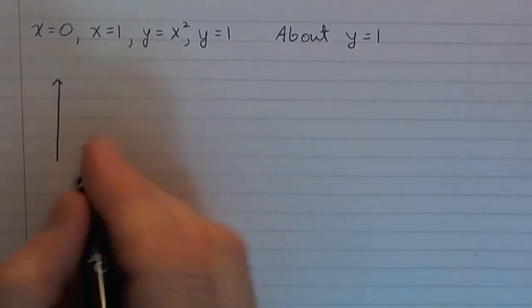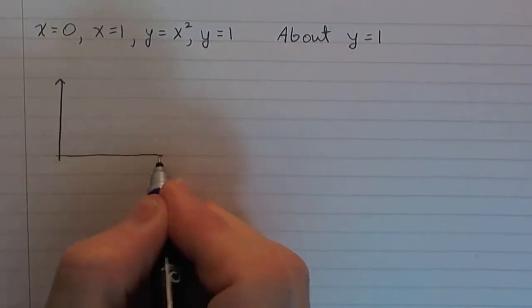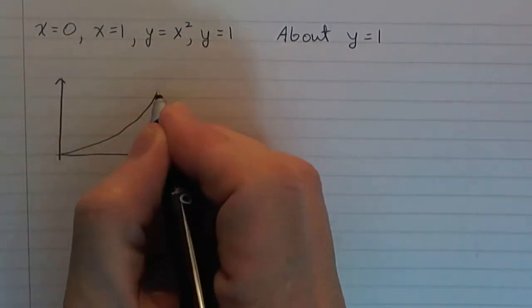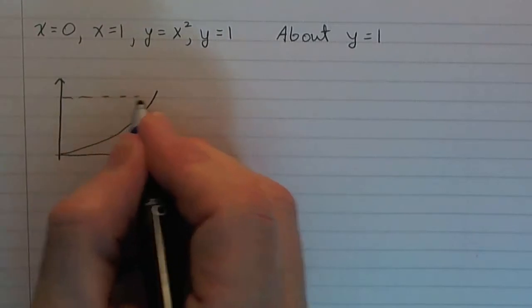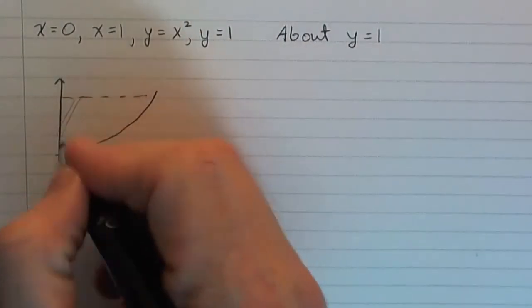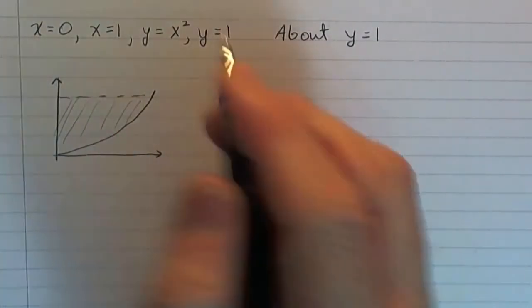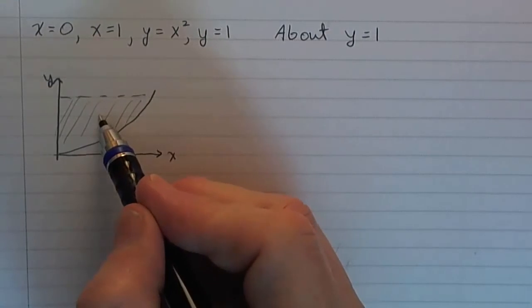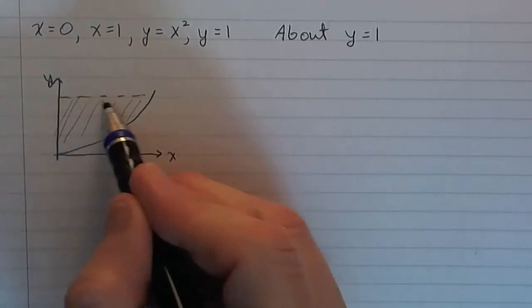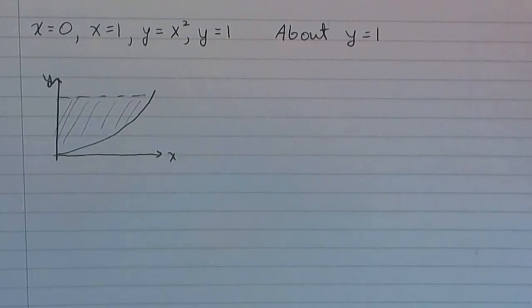See if I can draw a little picture of our region. Okay, so here it is. And let's suppose this is y equals 1. So this is our region right here. Now this time, we're not going about the x-axis. We're going to take this region right here and revolve it about this line y equals 1. Now, here's the thing with the disk method. Really, what you're trying to do always is find what the radius is.